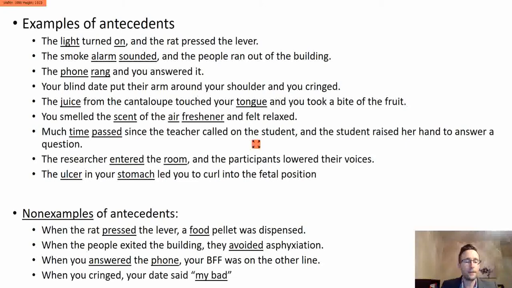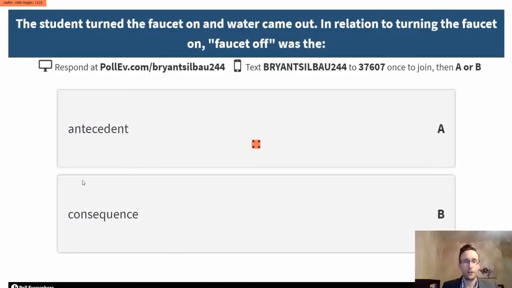And then, let's say when you cringed, your date said, "My bad." So before, when your blind date put their arm around your shoulder and you cringed, the blind date putting their arm around your shoulder was the antecedent. The consequence of you cringing is your date said, "My bad." That's a non-example of antecedent because "my bad" here is a consequence for you cringing. Okay, so let's look at our first ASR here, or our first poll.